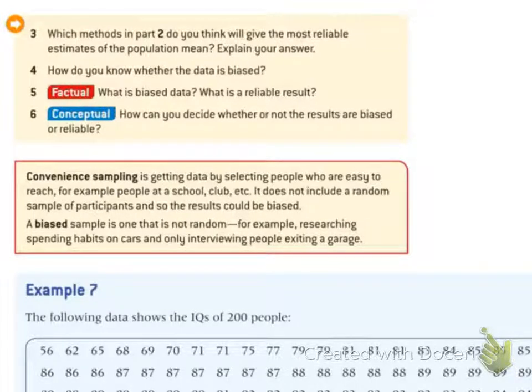And that is not necessarily a random sample of participants, so that could be biased, because you're talking about students in the same socioeconomic background as you. So a biased sample is one that is not random, so that's interesting, right? So it's not random, like researching spending habits on cars and only interviewing people exiting a garage. Well, that kind of makes sense.